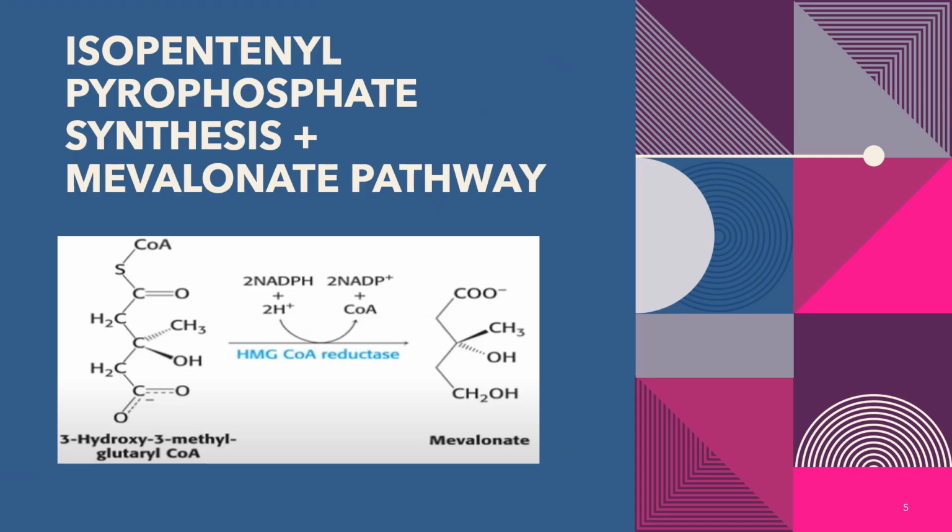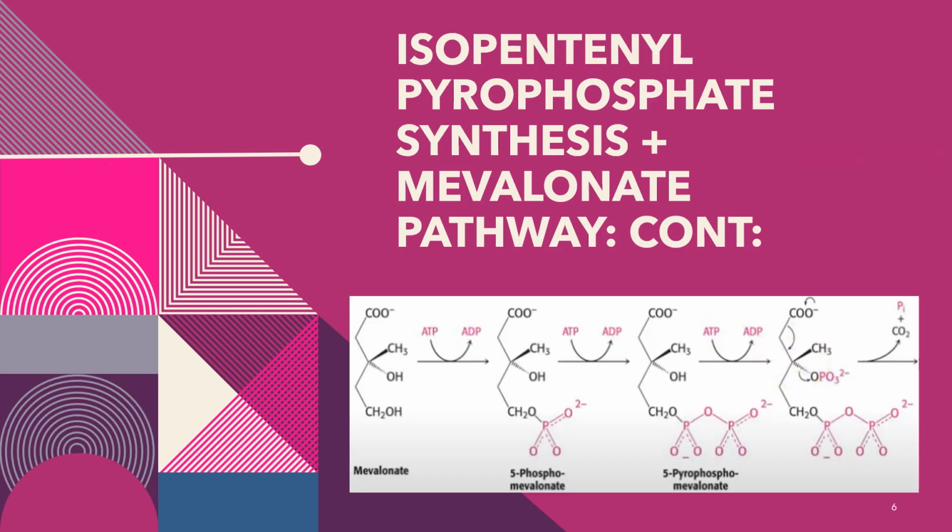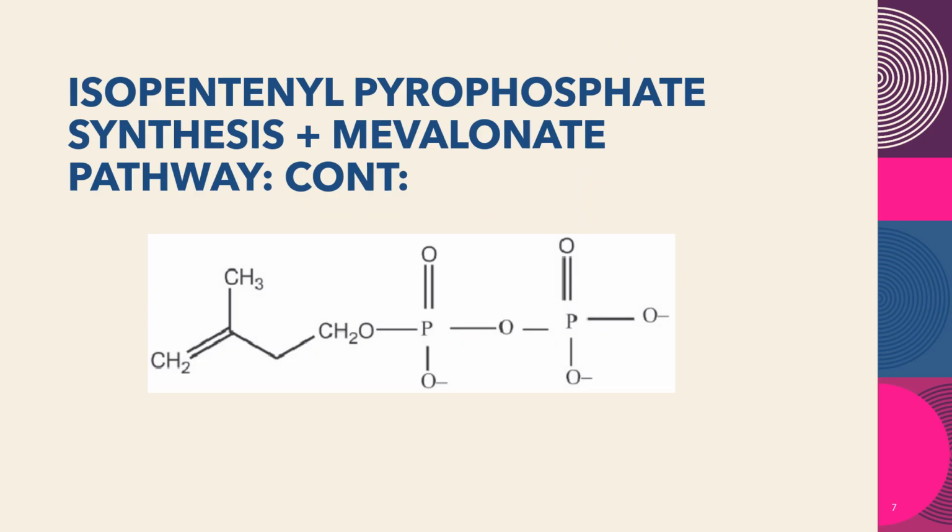This is sort of the beginning, but most relevant step of this pathway as it pertains to lovastatin. We see HMG CoA is reduced by HMG CoA reductase, the enzyme, to produce mevalonate. And then we have mevalonate there on the left again, which then converts to 5-phosphomevalonate and then 5-pyrophosphomevalonate. And then finally, we're left with our isopentenyl pyrophosphate molecule you see here.